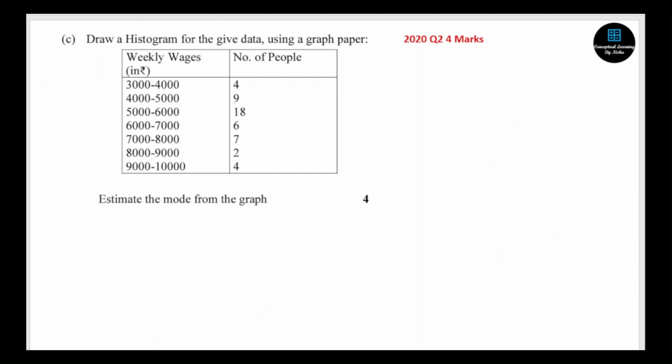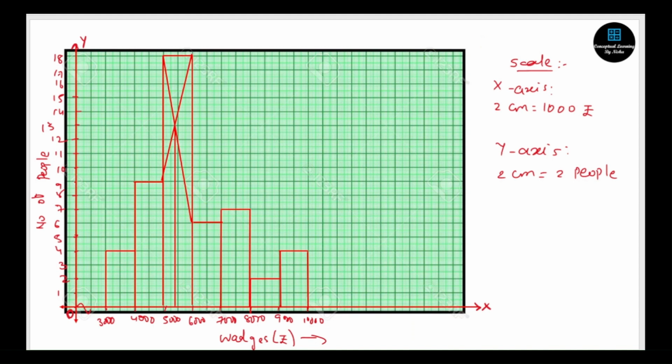It is a 4-marker question, where we are given a table representing weekly wages and the number of people, and we have to estimate the mode from the graph. Now when we say mode, we have to plot the histogram. So I'll plot the histogram based on the given values. Which just looks like this.